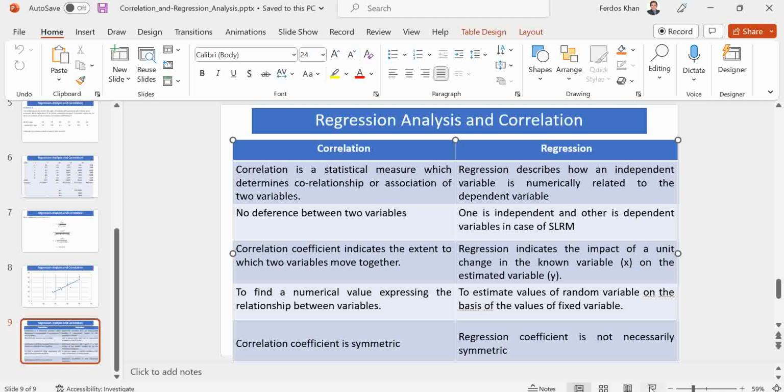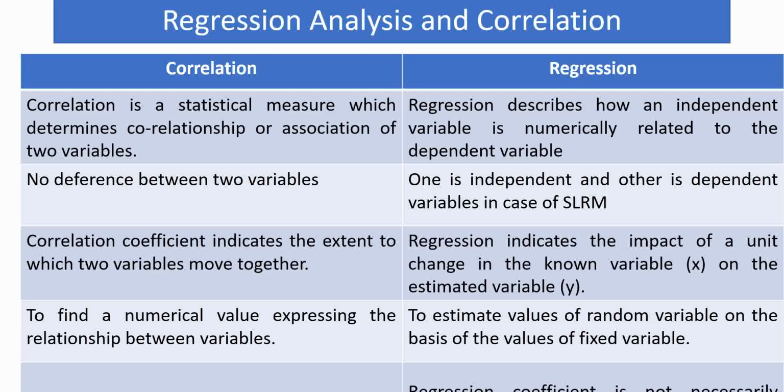The second point is no difference between variables. This is also covered in the first point, but it is explicitly mentioned here. I mean that there is no dependent and independent variable in correlation analysis. In regression analysis, one is dependent and the other is independent if we are talking about the simple linear regression model, SLRM. The number of dependent and independent variables can be more than one. In that case, we say that it is a multivariate regression model. Okay, so this is the second difference.